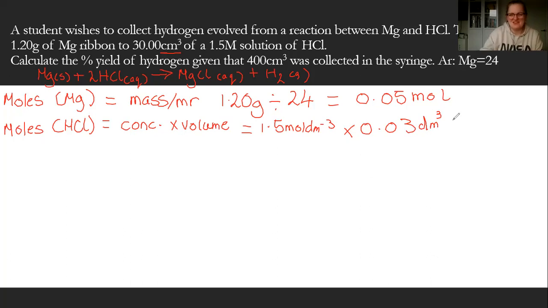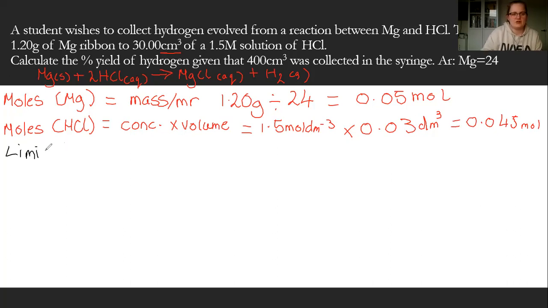Multiply those two together and we would get 0.045 moles. So we've got our moles for magnesium and our moles for hydrochloric acid. Now we're going to look at which reactant is limiting. Well, our limiting reactant is our reactant that's less, that we don't have in excess. So our limiting reactant is hydrochloric acid.